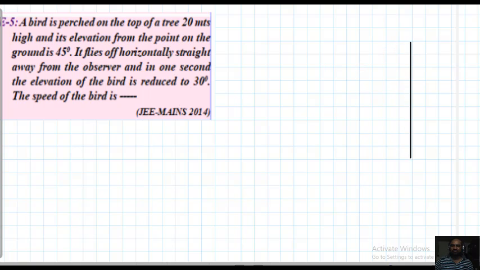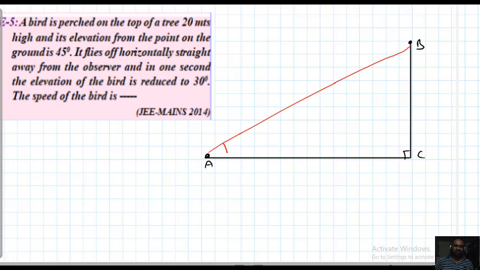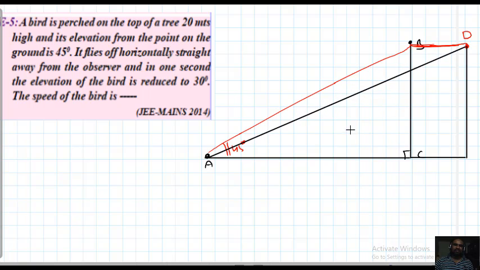Students, this is the tree now. This is ground. Here is the observer. BC is the tree, B is the bird. Initially, given that this is equal to 45 degree. The bird flies horizontally, so this is the position of the bird, I can say D. This is the vision ray, given that this angle equals 30 degree. I think this is the diagram. Height of the tree is given as 20 meters, automatically this also being 20 meters only. C, D, E I can say.